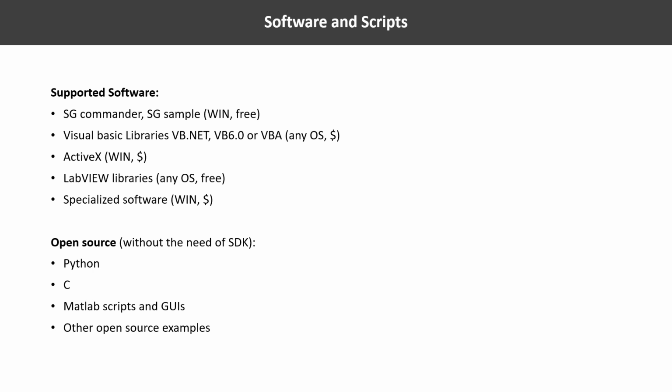To control the controller, there are different software and scripts available. In this video, we were talking about the SG Commander and the SG Sample software. Also, there are LabVIEW libraries and different software scripts available. OptoSigma controllers are commanded by a string of ASCII characters with delimiters via COM port. Any operating system, software or script able to send strings via COM port may be used. On request, Python, MATLAB scripts and GUIs, and C++ libraries are available.